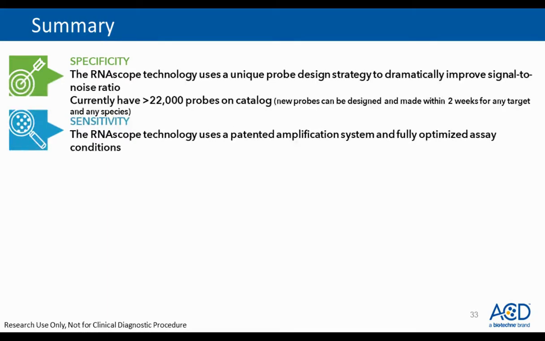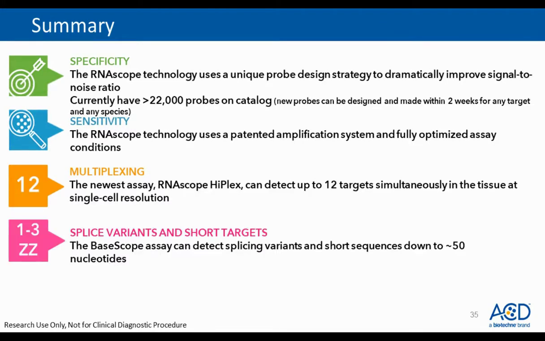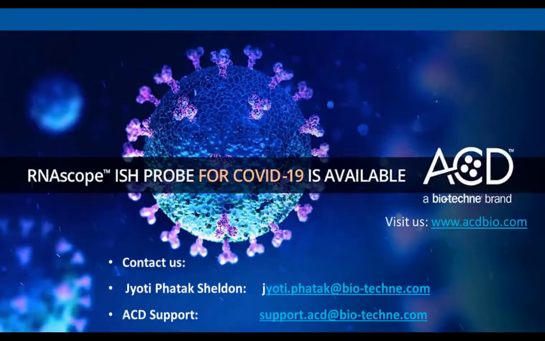The RNAscope assay provides both quantitative and spatial information on your targets in the complex tissue environment at single-cell resolution. The newest assay can detect splicing variants and short sequences down to 50 nucleotides, and the RNAscope assay can be complemented with IHC or immunofluorescence for simultaneous RNA and protein detection on the same slide.